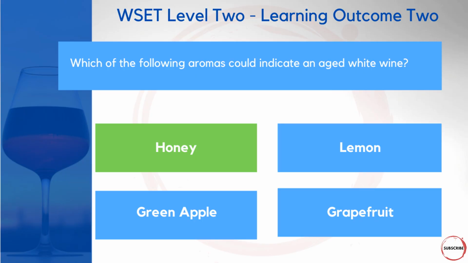And I've deliberately put some youthful aroma characteristics in this one to give you an example of how the question might be structured. So as wines age, we are going to expect more honeyed aromas to come out than some of those younger citrus and green fruit type aromas. So honey would be the right answer here.